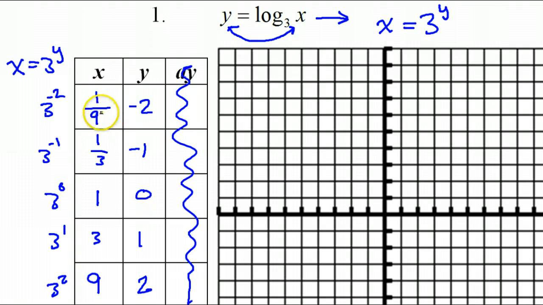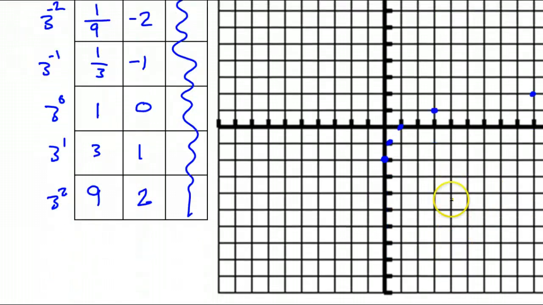So here we go. So 1/9 is just barely over at all, basically on the line. And then a -2 will be right here. And then 1/3 and -1, so it's over just a little bit and down 1. And then 1, 0, and 3, 1, and 9, 2. So we have these values to guide us.